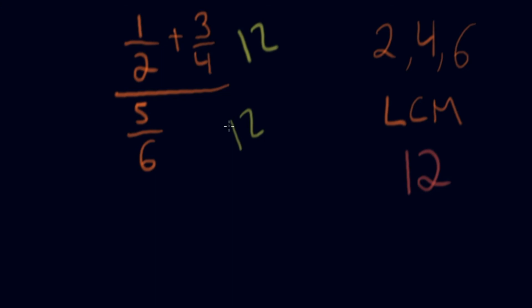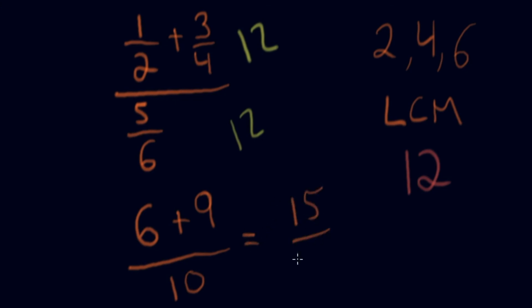And that will make things a little bit easier for you and get rid of the denominators. So 12 times a half, what's that going to give you? That's going to give you 6. And what's 12 times 3/4? That is going to give you 9. And what is 12 times 5/6? Good question. That's going to give you 10. So now we have a very simple equation, 15 over 10.